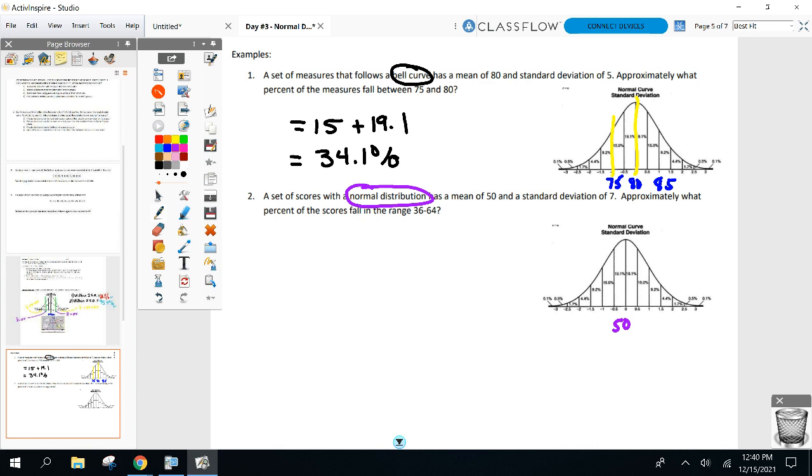Can you help me find some? Because I've got to find where 36 and 64 are on this curve. How do you find 1 above? Yep, so I'm at 57. Still not there, though. Keep adding the standard deviation. So at 2, not a half, but at 2, it'll be 64. Remember, we don't really deal with the halves at all.